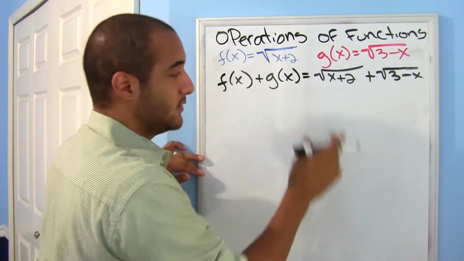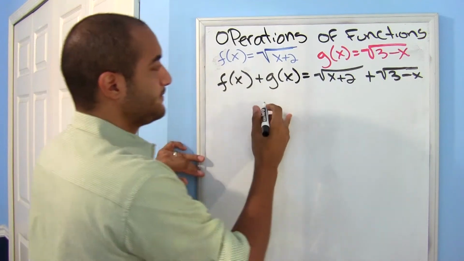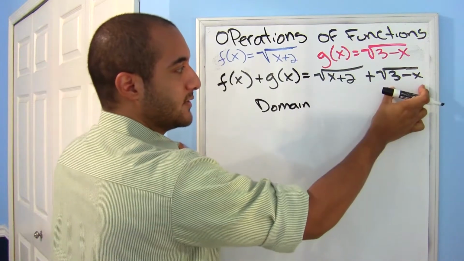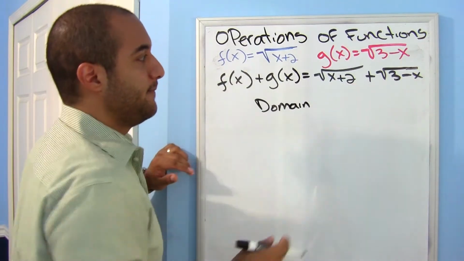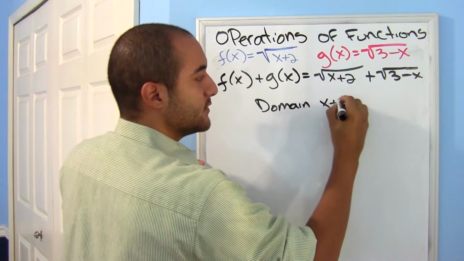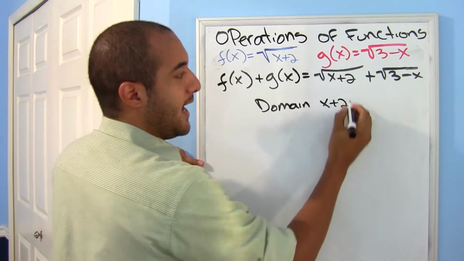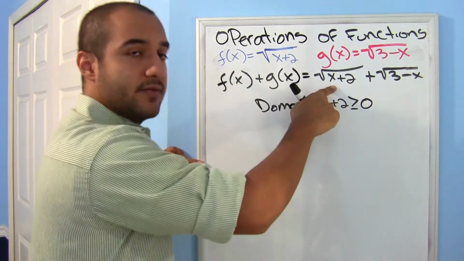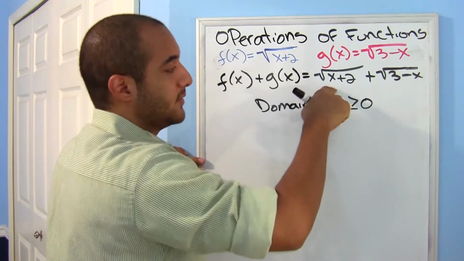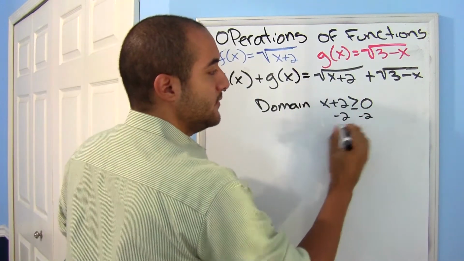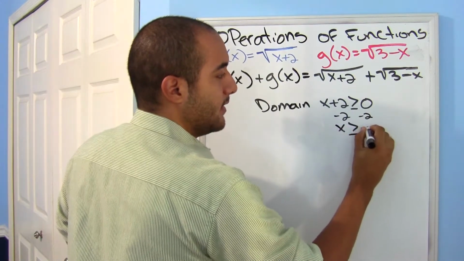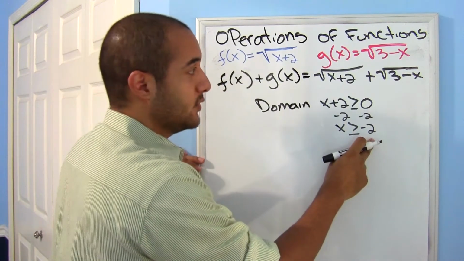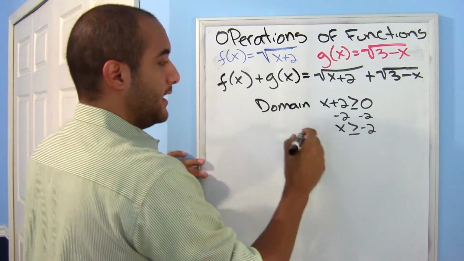All I have to do is set my domain. My domain is going to be set by each individual restriction. So here, remember that x plus 2, anything that's inside the square root has to be greater than or equal to 0. You can't have any negatives in here or you get complex imaginary numbers. So I'm going to subtract 2, and I know that my domain for this one is where all my x's are greater than or equal to negative 2. Likewise, I'll look at my domain here.